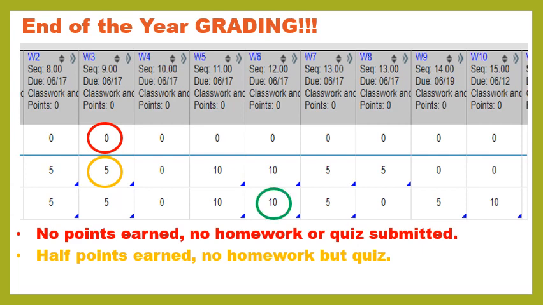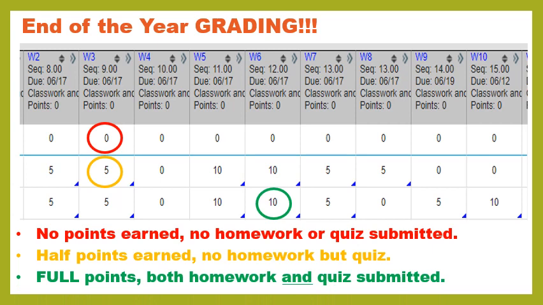And if I look at week 6 at the very bottom, I see 10. That means that person earned full points. On that particular week, they handed in both their homework and their quiz. So max points possible.